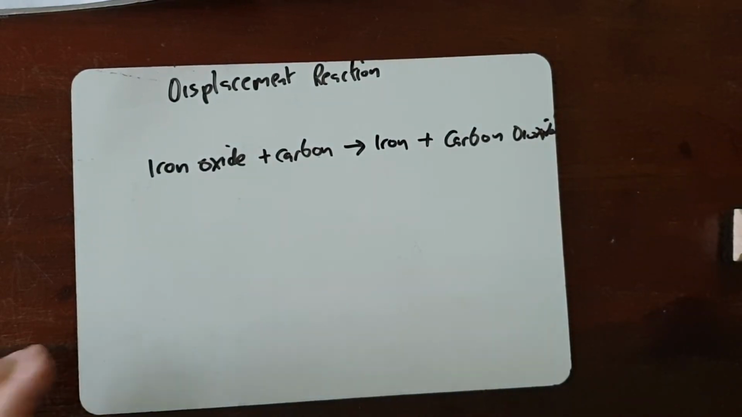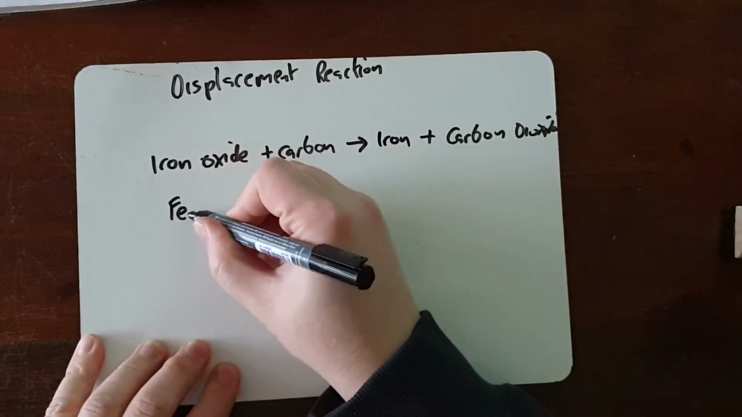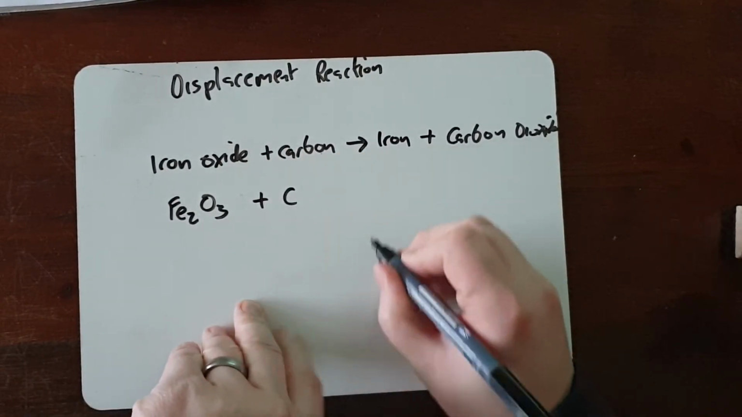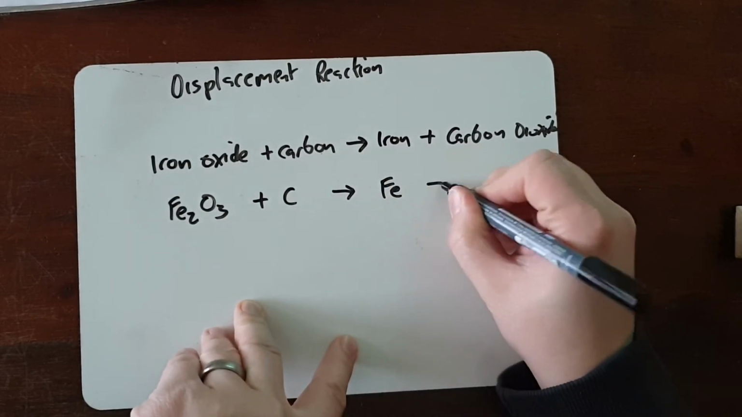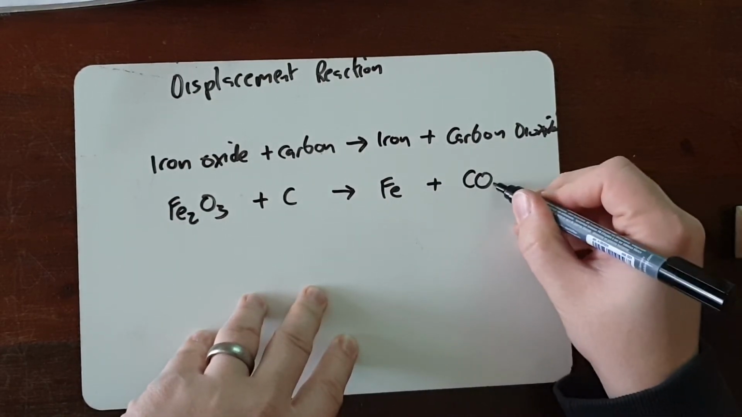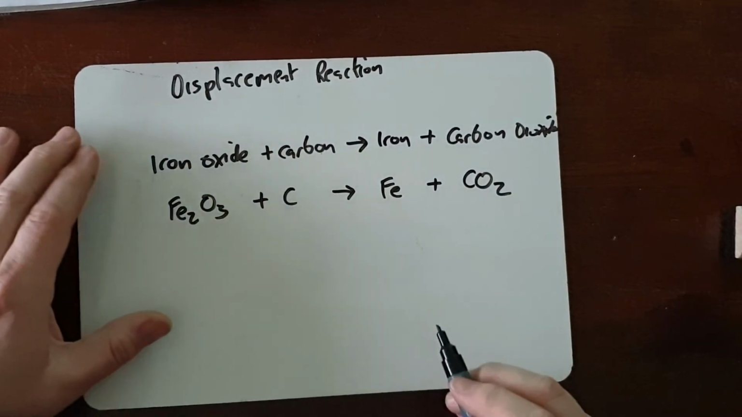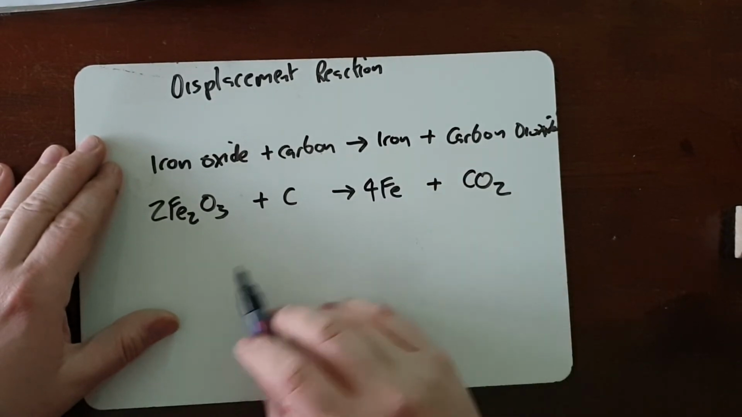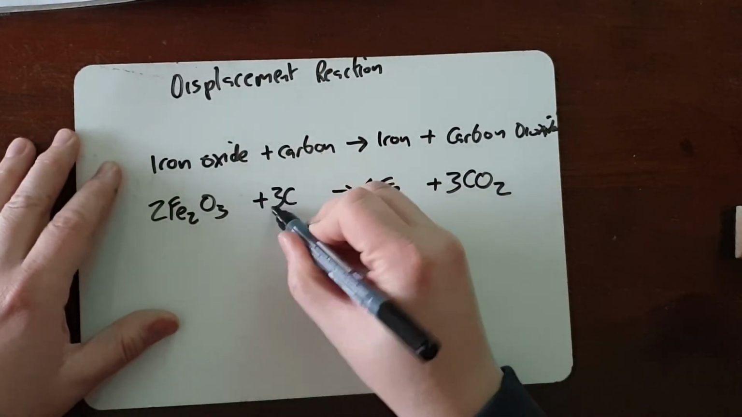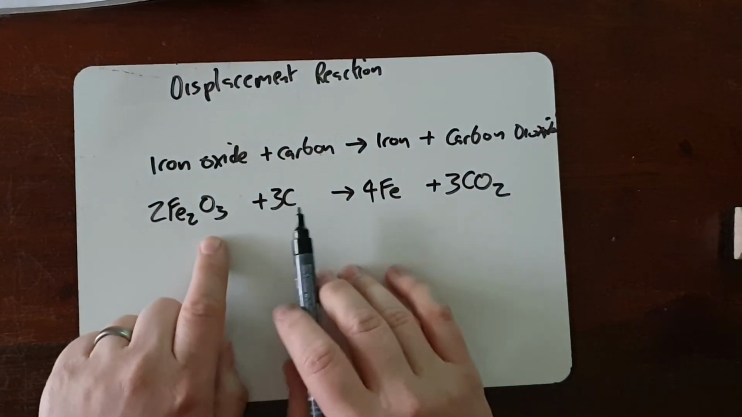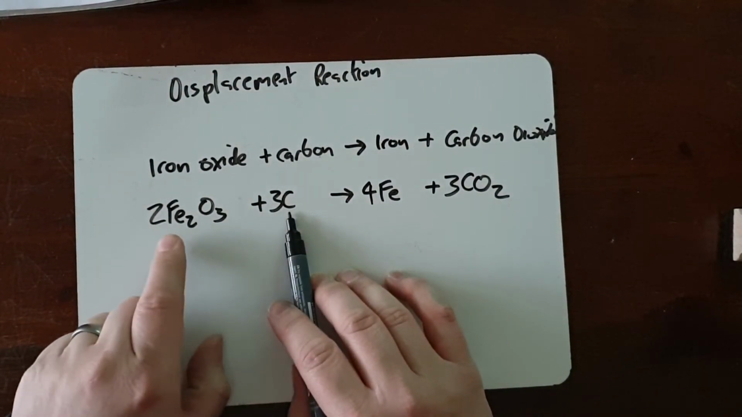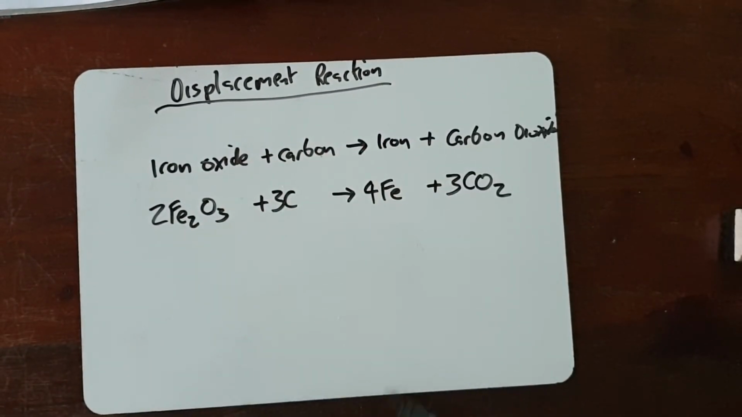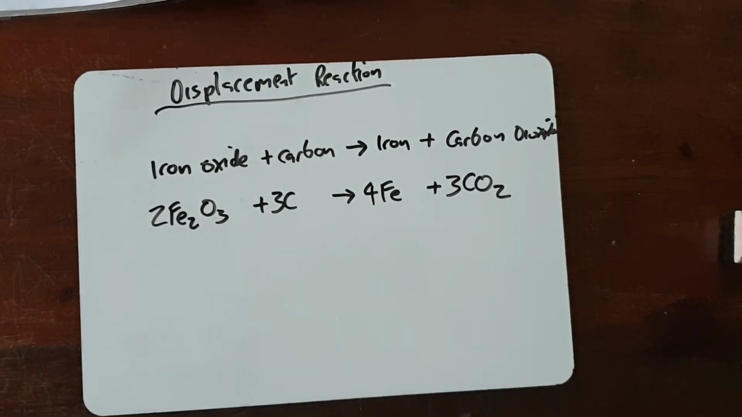Okay, so if I was going to write this out, iron oxide, don't worry about this, you'll get given this one. Iron oxide is Fe2O3, carbon is just a C, iron is Fe, and then carbon dioxide is CO2. I'll just balance this here for a second. Right, so 3 and then 3. So what's happening is these carbons are more reactive than iron, so it steals the oxygen away, leaves the iron by itself. It's a displacement reaction. The carbon has displaced the iron.